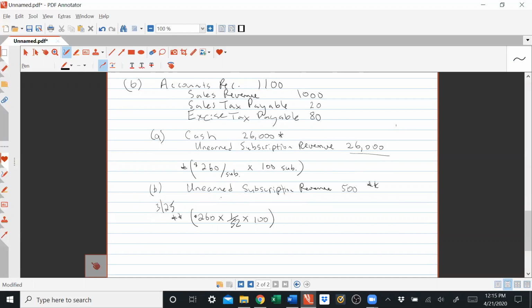Debit unearned subscription revenue, credit subscription revenue. We're recognizing revenue because we delivered a newspaper to each of our 100 customers for this week. So 52 journal entries just like this throughout the year. And 52 times 500, guess what it equals? 26,000. So at the end, we won't have any more liability, and we will have recognized $26,000 of revenue.